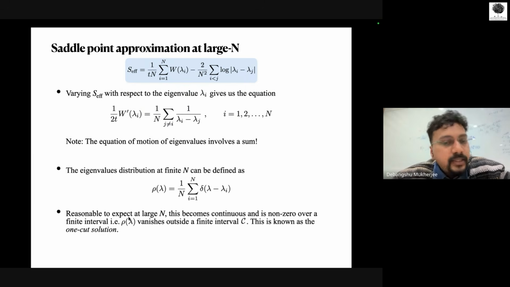Now, it is not very unreasonable to expect that at large n this object rho of lambda will become continuous and will be non-zero over a finite interval, which basically means that rho of lambda has what is known as a compact support, and it will vanish outside this finite interval, which I'm going to call curly C. This particular form, or rather assumption or ansatz of solution, is known as the one-cut solution.